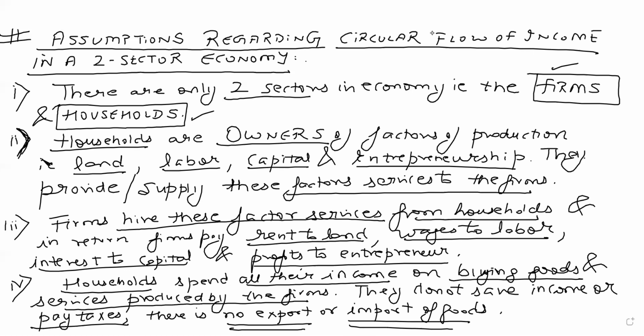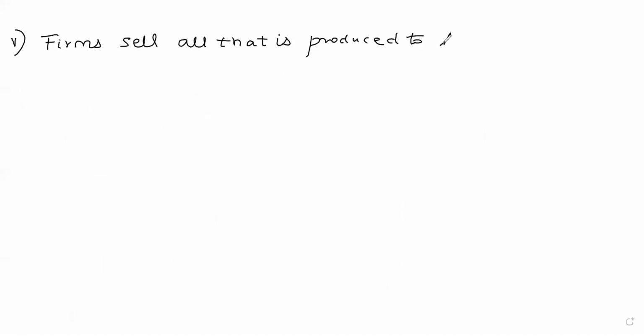Then just for more clarity, I can write the fifth assumption, that firms sell all that is produced to the households. Now, what does this mean? This means firms are not keeping any output with themselves. Whatever output is produced by the firms is all sold to the households.